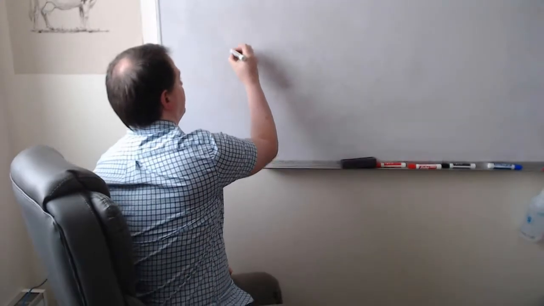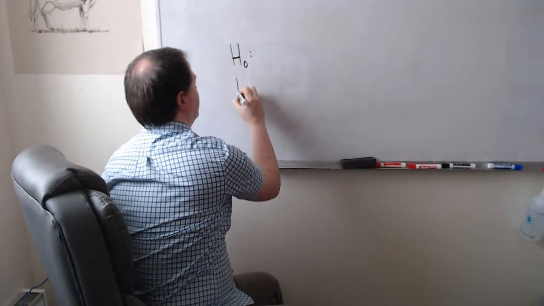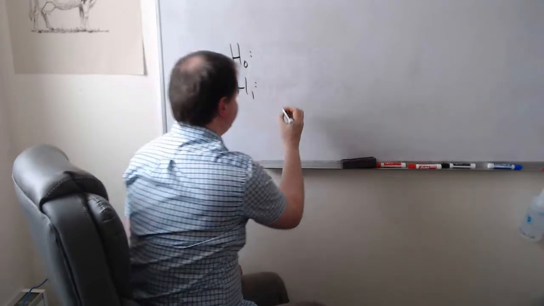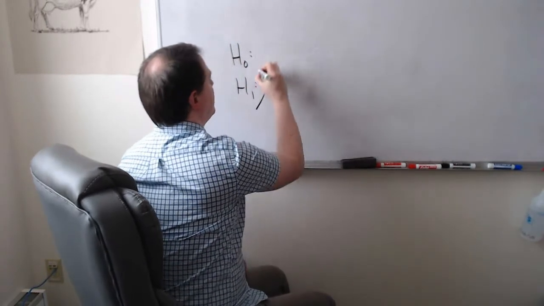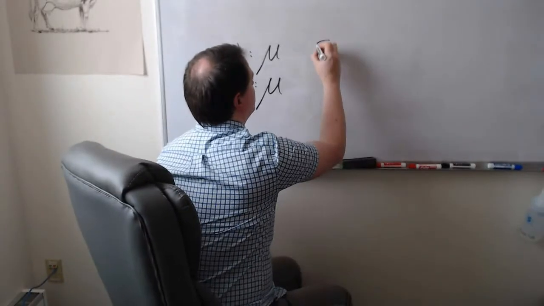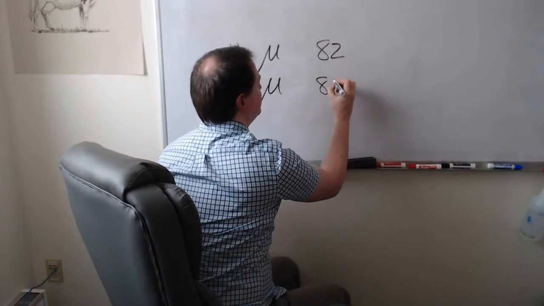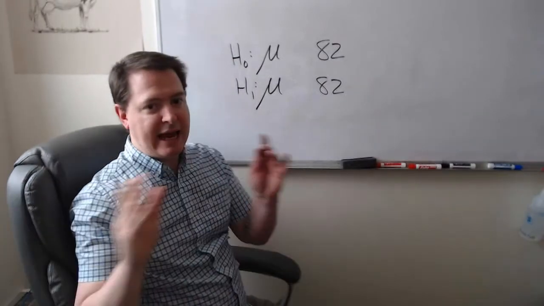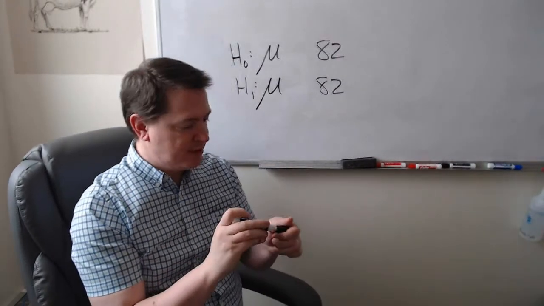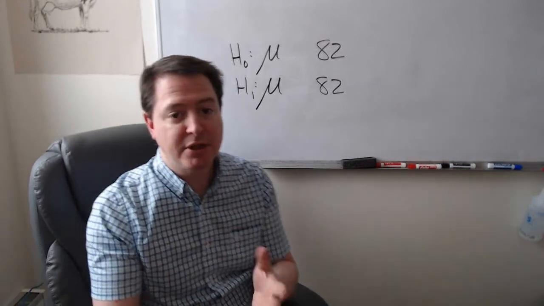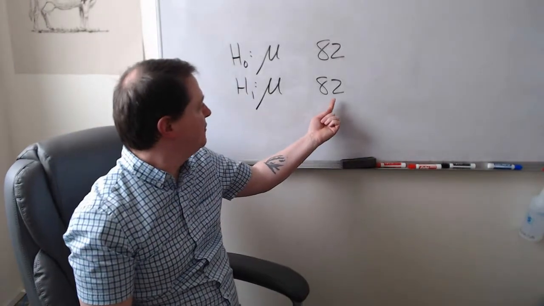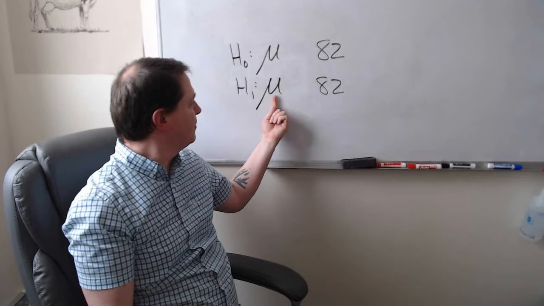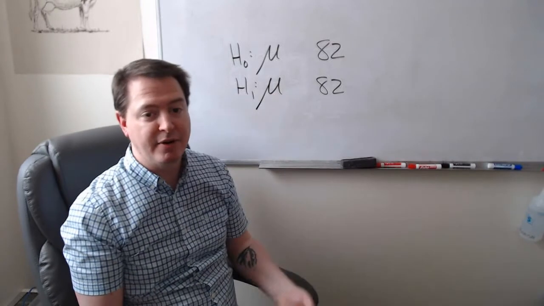So just flipping over to my board here as I write out my null and alternative hypotheses. I know I'm going to be looking at a mean here, and I know that I'm going to have 82, right? That's my baseline average, because that's what she's looking to see. So 82 is my mean for online classes, and I'm seeing if my mean for face-to-face is different from that.